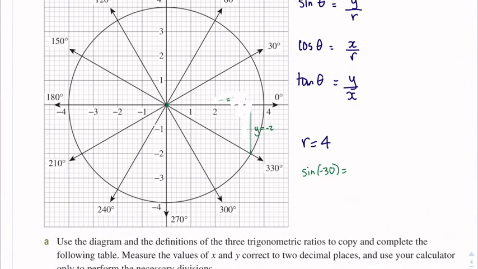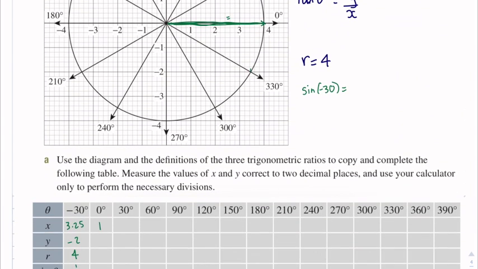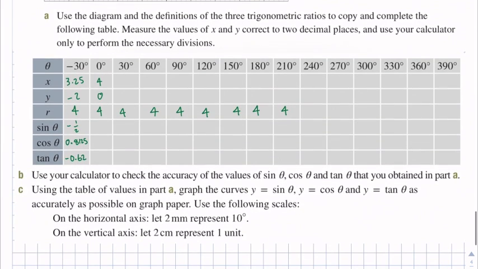Now let's go back and do it for 0. So this time, we're going straight across from 0. So here, x is 4, y is 0, r is always going to be 4, by the way. You can just write 4 all the way along, etc. So sine is y over r, so we've got 0 over 4, so it's 0. Cos is x over r, 4 over 4 is 1. Tan is y over x, 0 over 4 is 0.